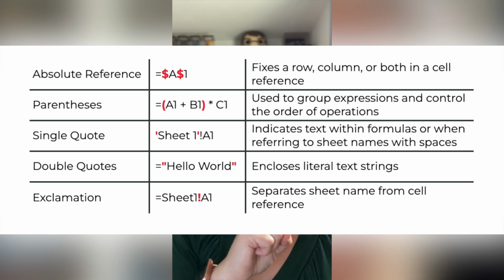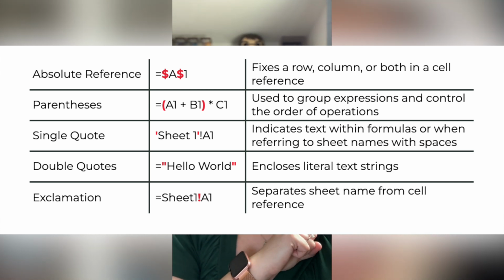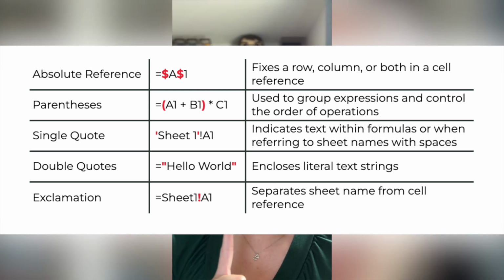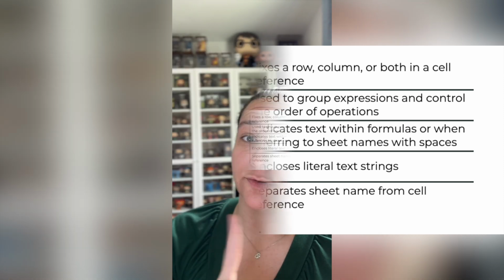And then the last one for today, because I know that this has been a lot already, exclamation point, it's going to indicate that you are referencing a cell in a different sheet. Again, this works in both Excel or Google Sheets.